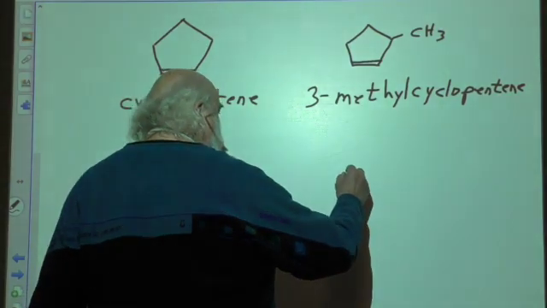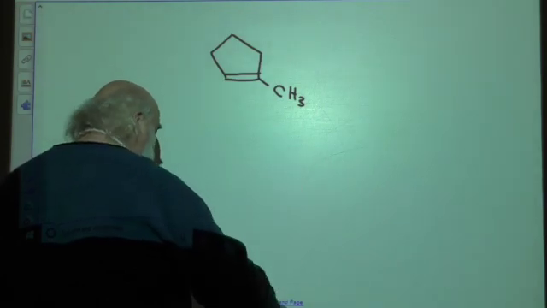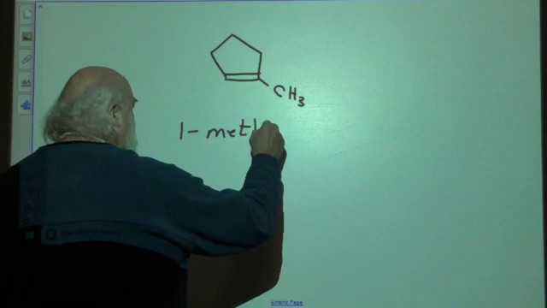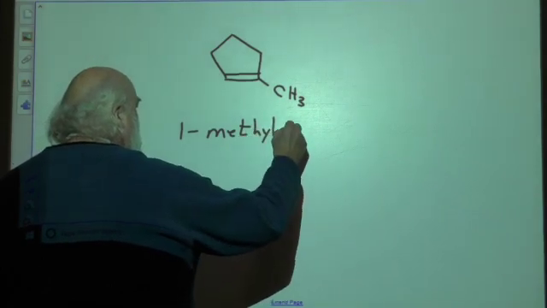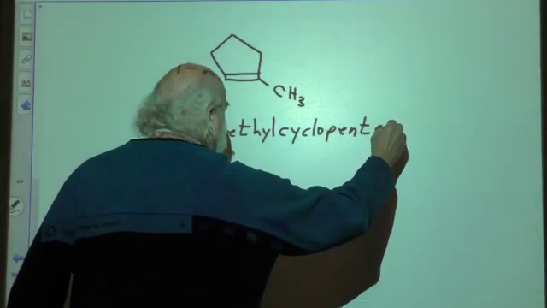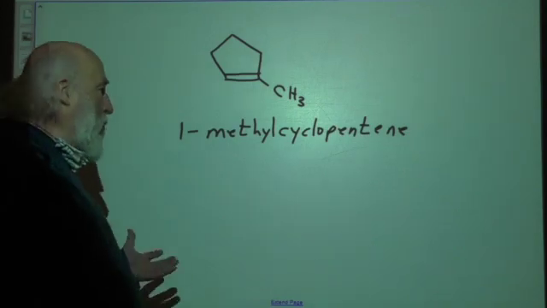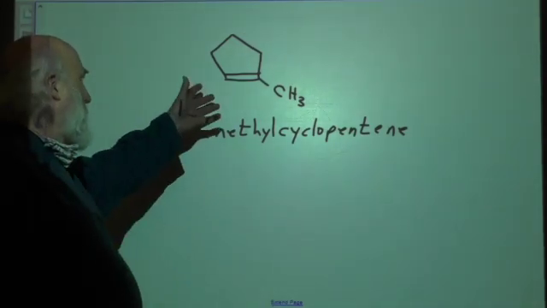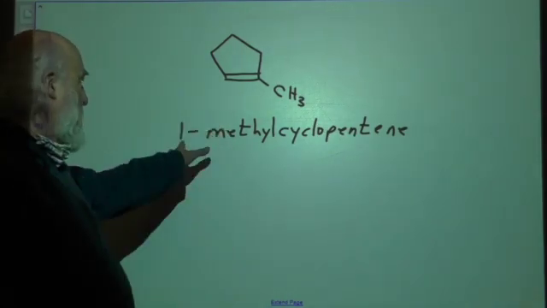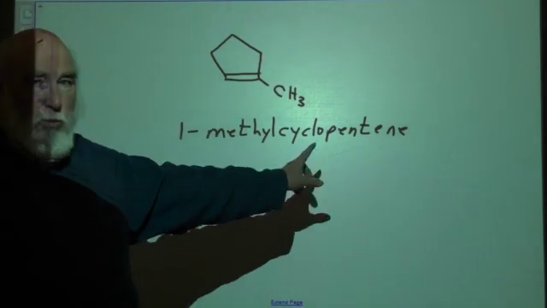So this is going to be known as 1-methylcyclopentene. There will never be just a plain 2-methylcyclopentene because if we move this over here, that now becomes the number 1 carbon, so we'll never see that as an option for a 1-methyl group being on there.